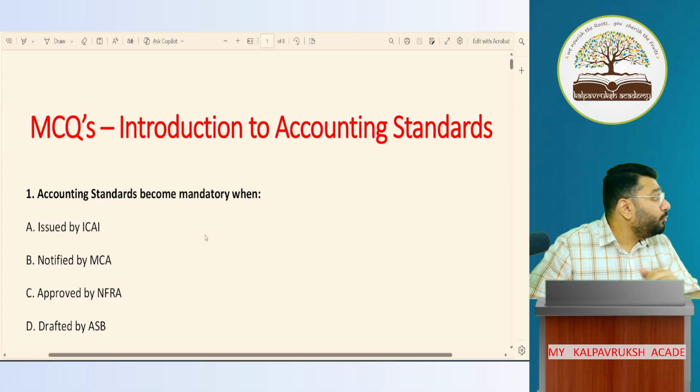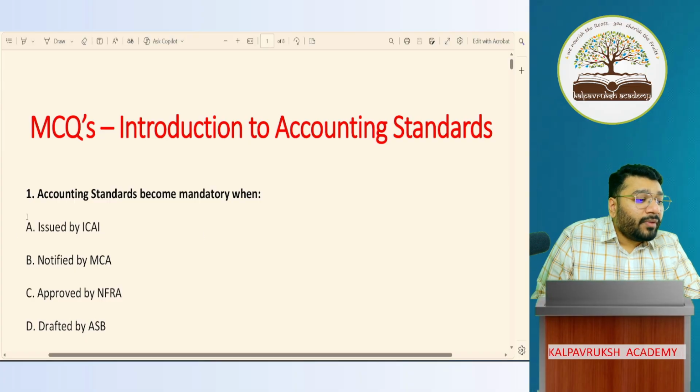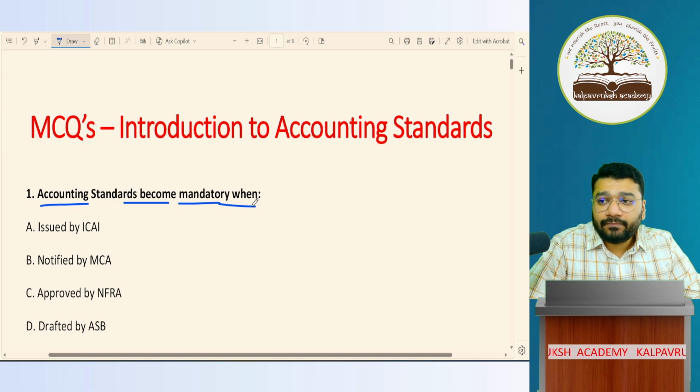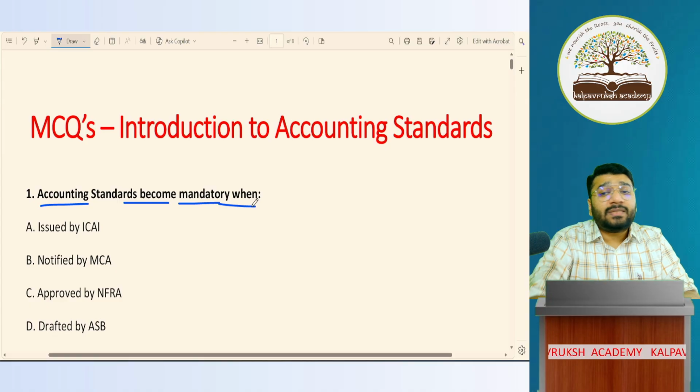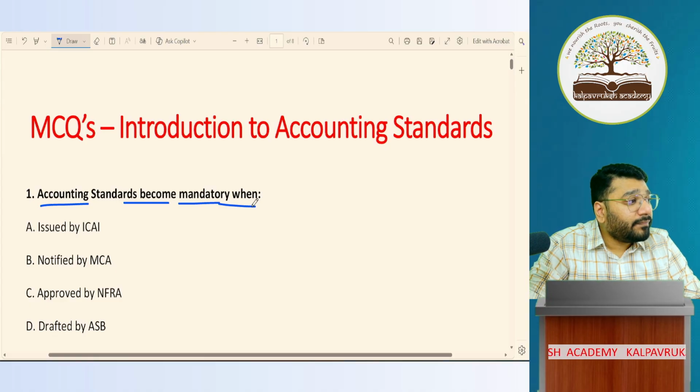Chalo. I have a few more questions for all of you. Accounting standard becomes mandatory when ICAI issues it. Does it become mandatory? No. I said to you in the regular class that whatever accounting standard has been issued by ICAI, it is not necessary that the non-corporates will follow it.